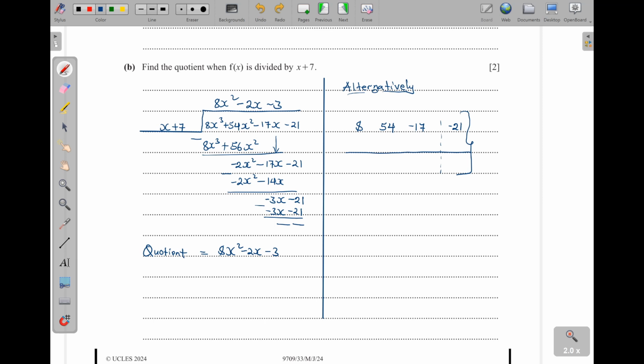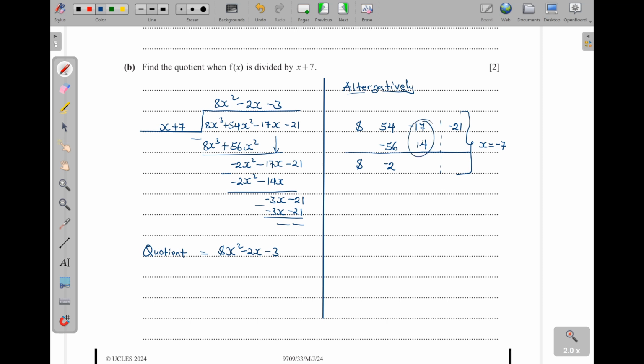So in here, for x plus 7 being a factor, the x value here is a negative 7. Now slide this 8 down here and you write it. Then you say 8 times negative 7. You'll get negative 56, right? So we shall have negative 56. Now add these two. When you add them, you get negative 2. Then get this negative 2 times negative 7, you will get 14. So 14, you write it below this negative 17.